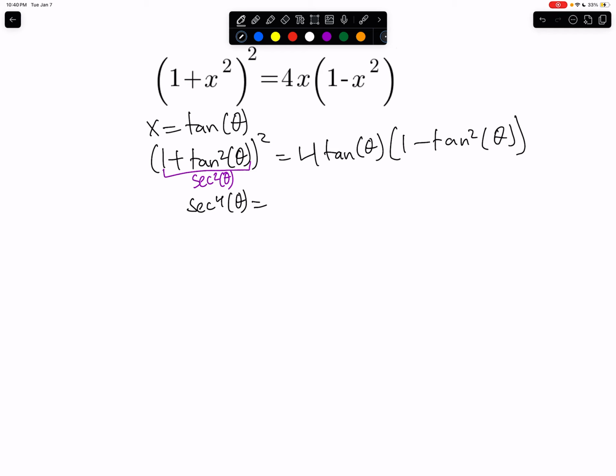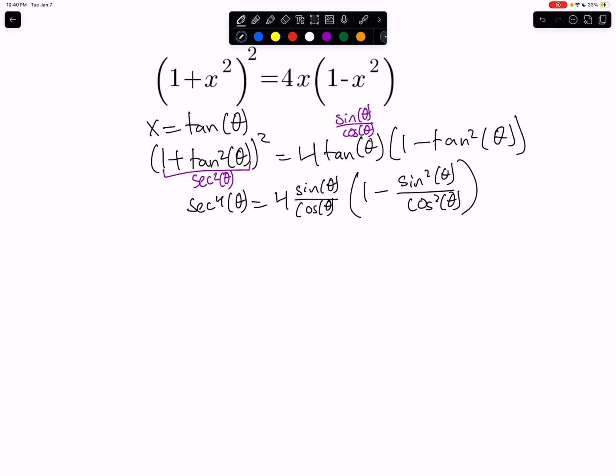So sec^4 θ equals, let's use an identity here. We know that tangent of theta is the same as sine of theta over cosine of theta. So 4 sine of theta over cosine of theta. Let's apply the identity again. So 1 minus, and then this time sine squared of theta over cosine squared of theta. Are you kidding me? Where do we go from here? I just don't understand. Why set x equal to tangent theta? Why incorporate trigonometry? Let's just use rational roots test, Descartes' rule of signs.